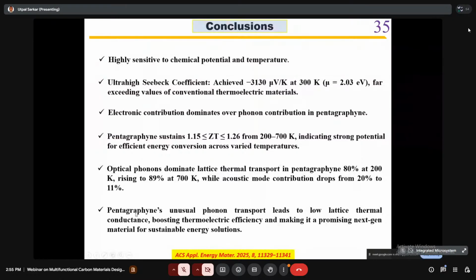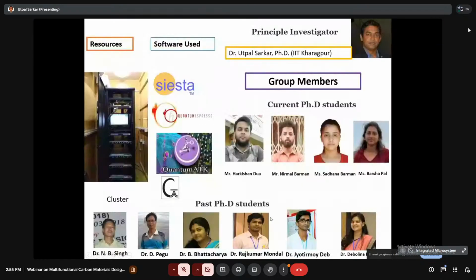Pentagraphene's unusual phonon transport leads to low thermal conductance, boosting thermoelectric efficiency and making it a promising next-generation material for sustainable energy solutions. And these are the machines we have used. QuantumATK is installed here. Apart from QuantumATK, we have also used CASTEP, Quantum Espresso, and Gaussian.